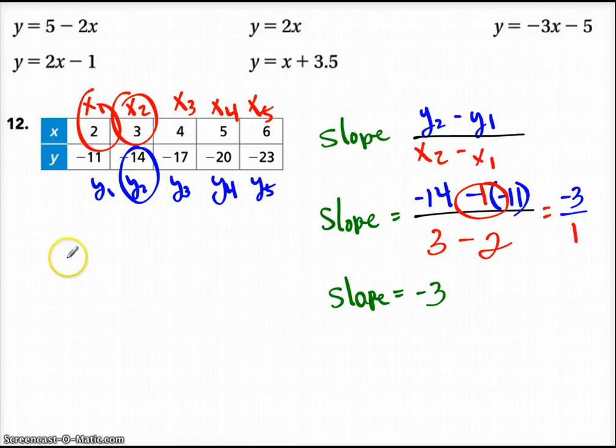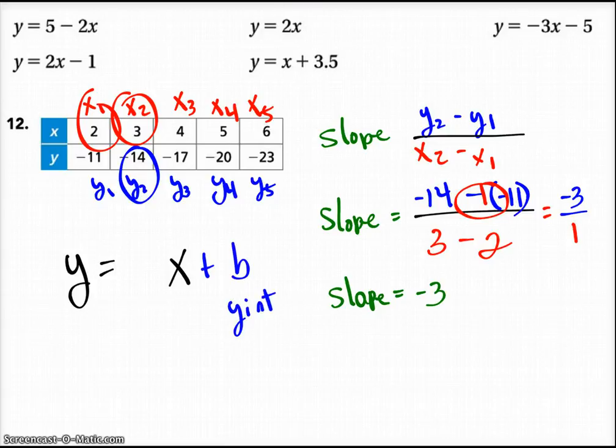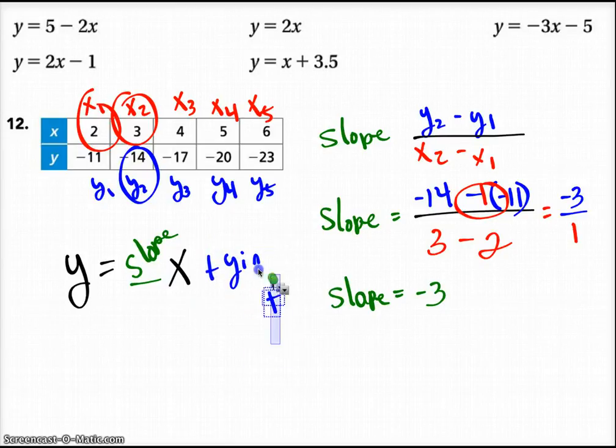So in my equation, y equals something x plus b. This is my y-intercept. Okay, the number here, this is my slope. So if I put this here, you know what, let's do this. I'm going to erase this. Y equals slope x plus y-intercept. That's better. And then y-intercept goes there.